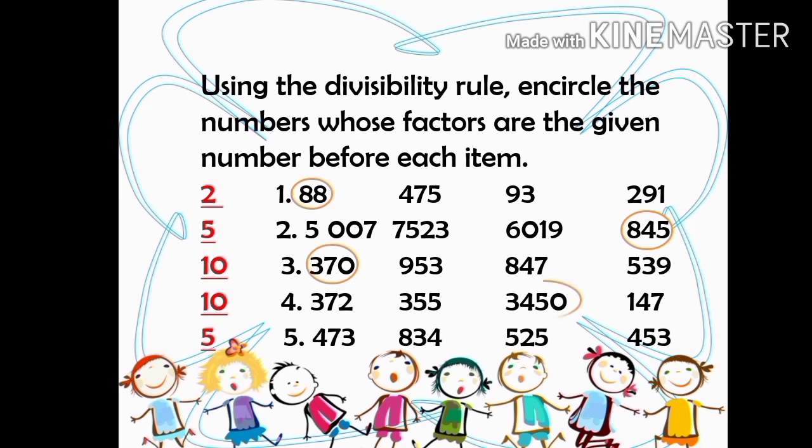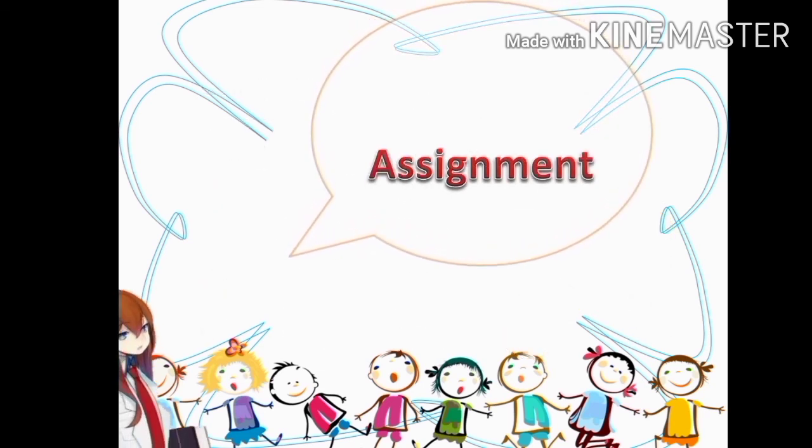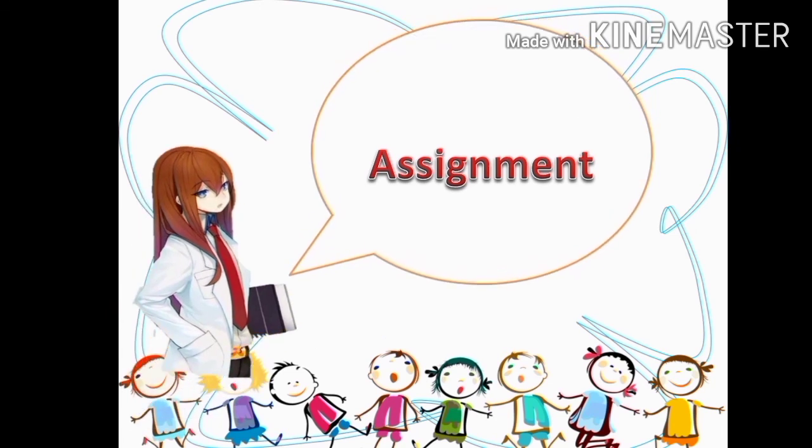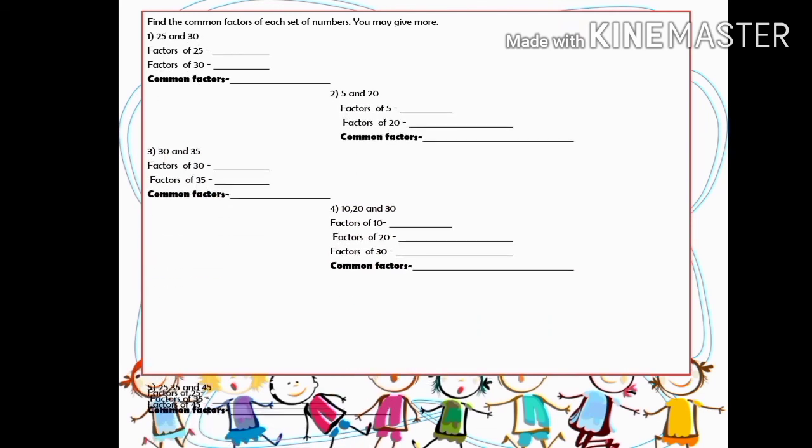For number 4, we have 3,450. And lastly, for number 5, we have 525. You got it all correct? For your assignment, please find the common factors of each set of numbers.